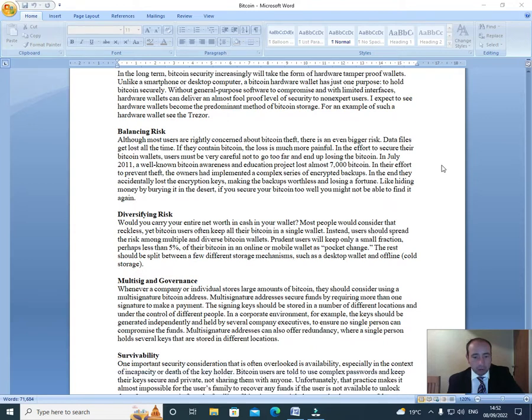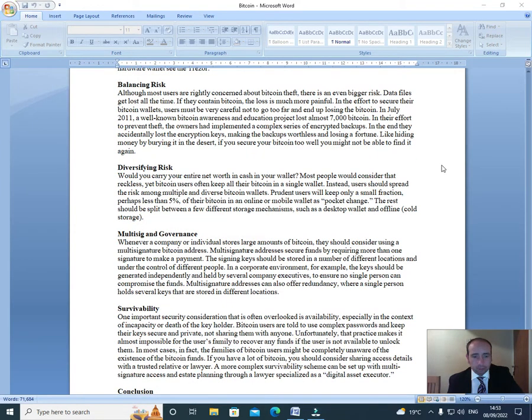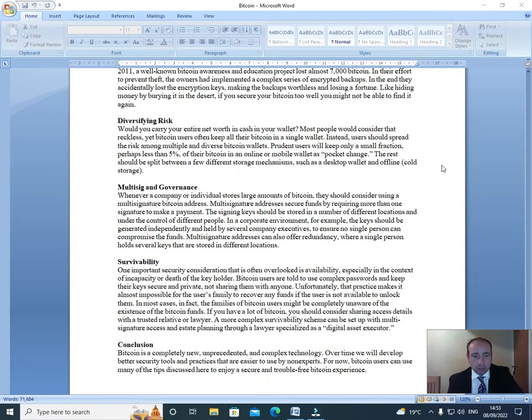Diversifying risk. Would you carry your entire net worth in cash in your wallet? Most people would consider that reckless, yet Bitcoin users often keep all their Bitcoin in a single wallet. Instead, users should spread the risk among multiple and diverse Bitcoin wallets. Prudent users will keep only a small fraction, perhaps less than 5%, of their Bitcoin in an online or mobile wallet as pocket change. The rest should be split between a few different storage mechanisms such as desktop wallet and offline cold storage.